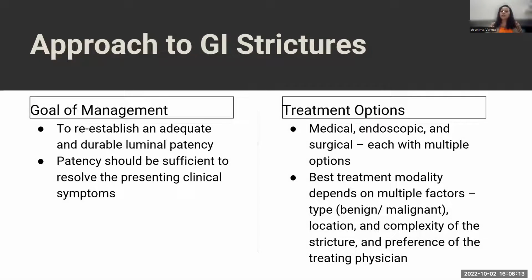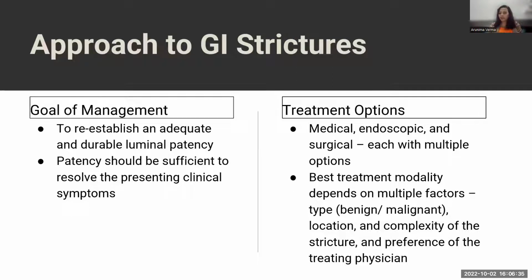The approach to GI strictures would have two aims. One is the goal of management and the other is what are the treatment options available. The goal of management is to re-establish an adequate and durable luminal patency, which should be sufficient to resolve the presenting clinical symptoms. And the options would be medical, endoscopic, and surgical. And each of these will have multiple options in itself.